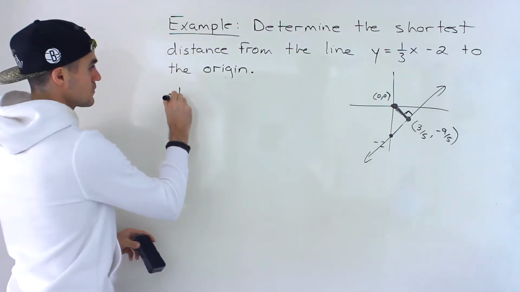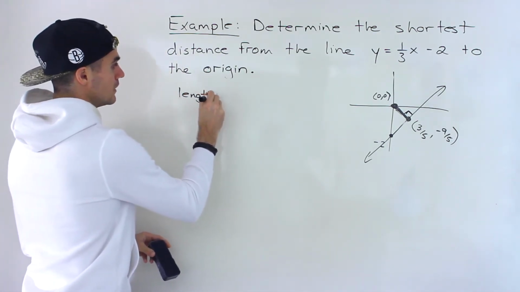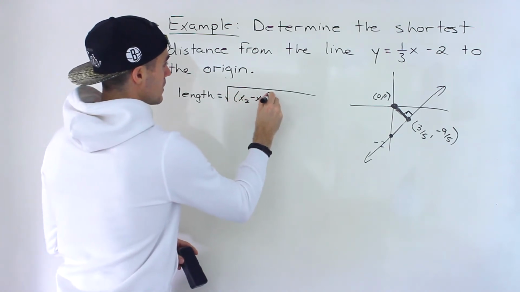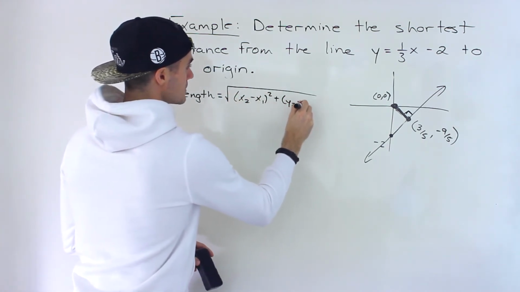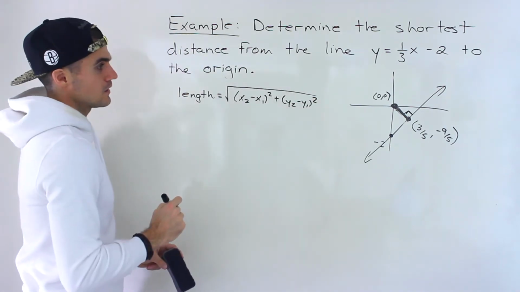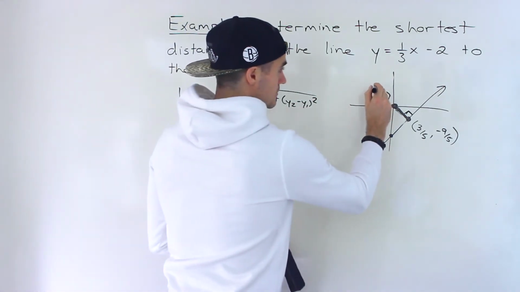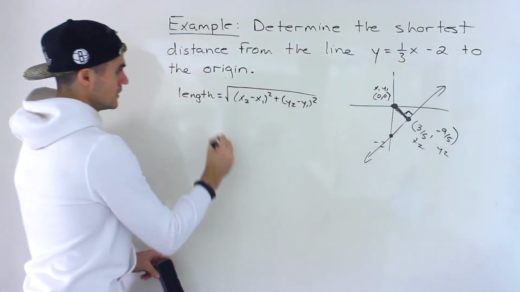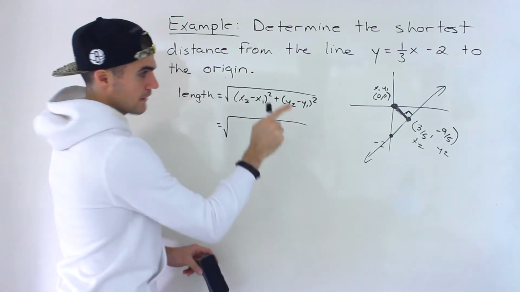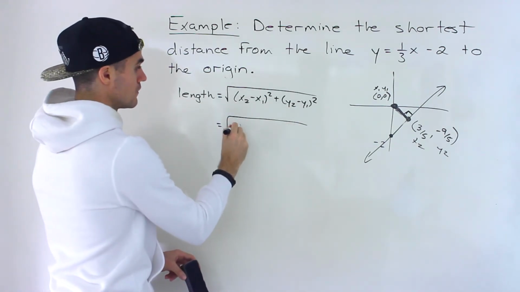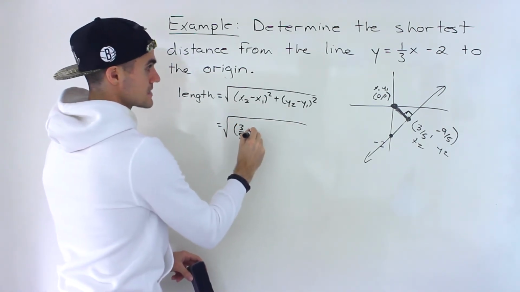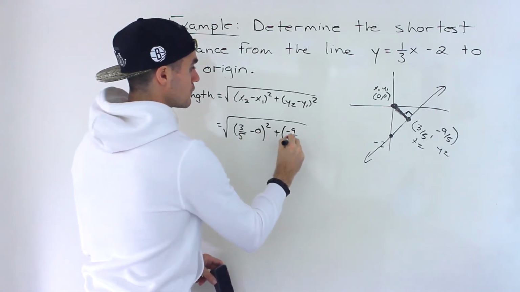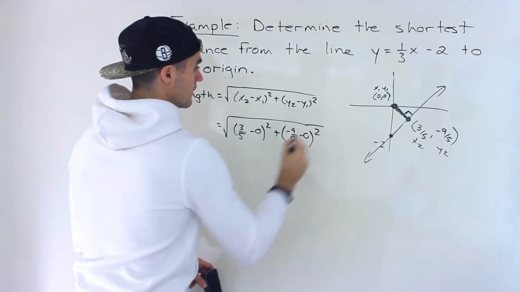And to find the distance, we would use the length formula, which is the square root of x2 minus x1 squared plus y2 minus y1 squared. So I'm going to label these points here. I'm going to let 0, 0 be x1, y1, and let this be x2, y2. So we'd end up with x2, which is 3 over 5, minus x1, which is 0. That's going to be squared. y2, which is negative 9 over 5, minus 0. That's going to be squared.